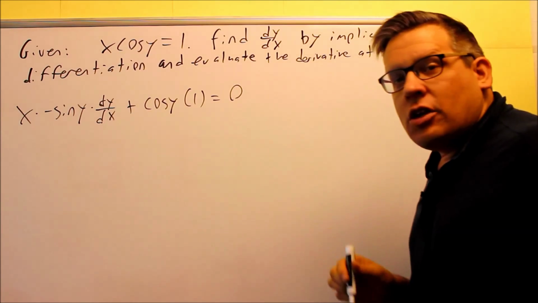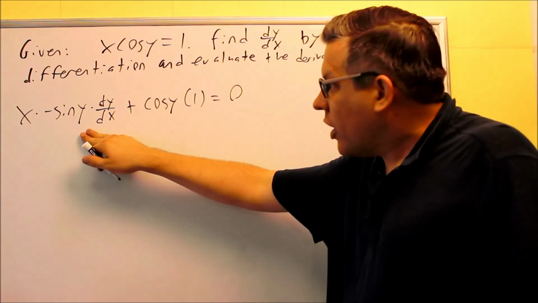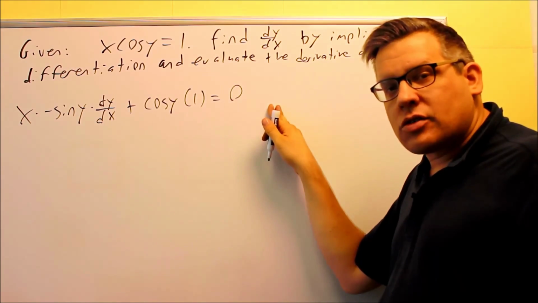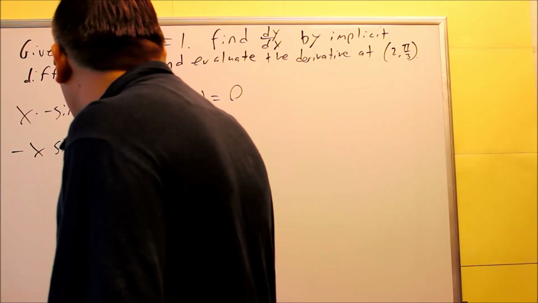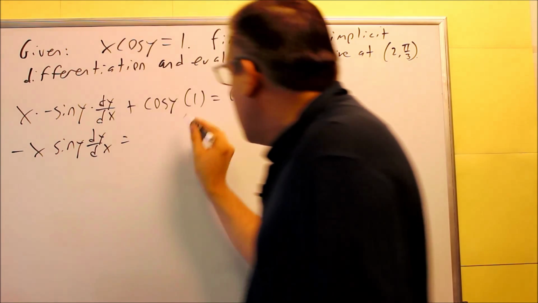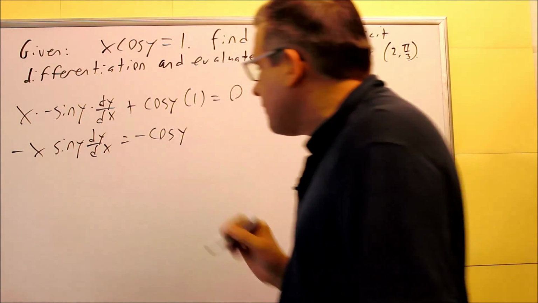Now that we have that complete, you want to solve for dy/dx. So I need to get that by itself on one side of the equation. So the cosine, we're going to bring that across the equal sign. You get negative x sine y dy/dx. And then this one we're going to bring across the equal sign, negative cosine y.